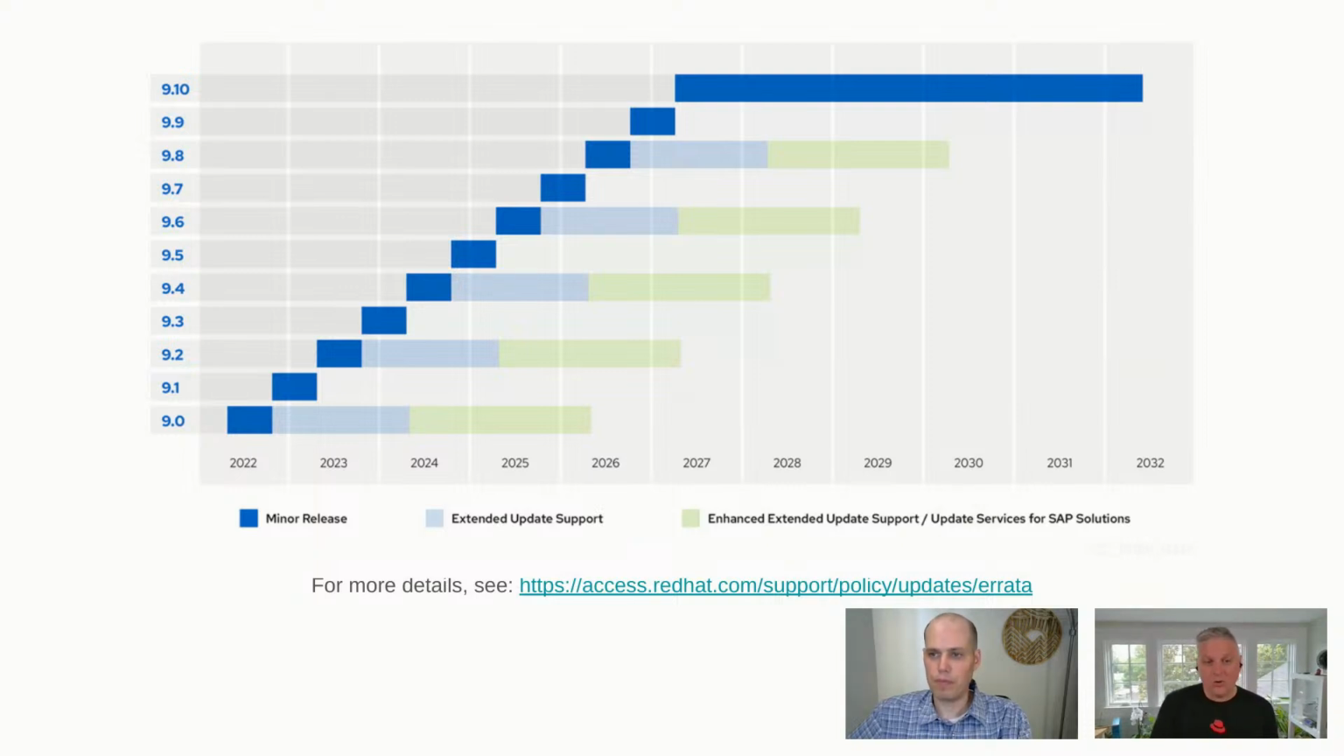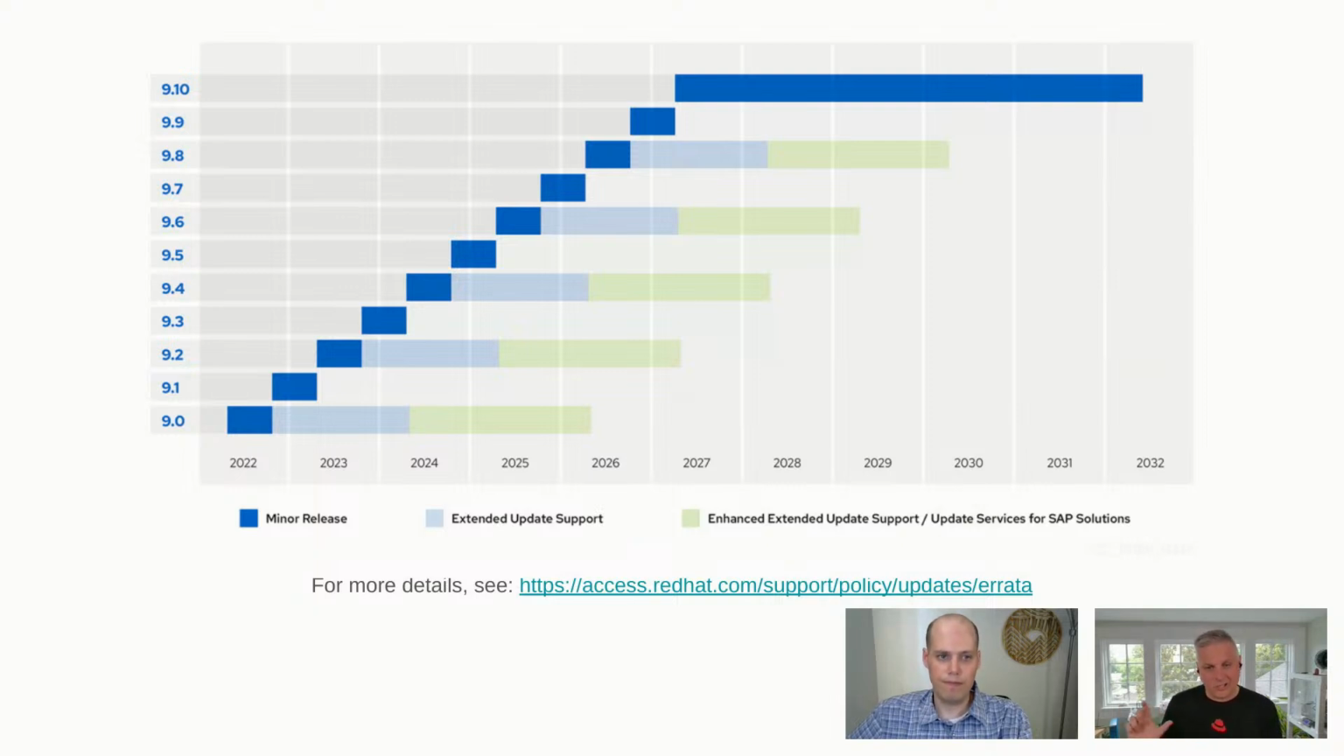So 9.0, until mid-2024, which is right about now, you could still be on 9.0 and still be receiving critical and important security updates. 9.2, you'll be able to pin yourself to 9.2 and still receive critical and important security updates until mid-2025 if you're using the extended update support add-on.